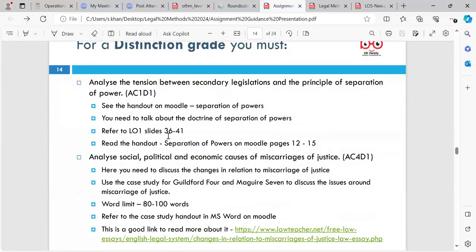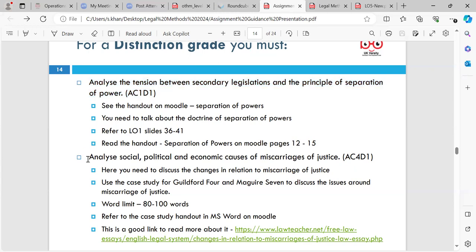For distinction, you need to put this as a heading and all the information there. You need to analyze the tension between secondary legislation and the principle of separation of powers, and that's AC 1D1. See the handout on Moodle on separation of powers. You need to talk about the doctrine of separation of powers, what it is, and refer to learning outcome 1, slides 36 to 41, and read the handout on Moodle, pages 12 to 15.